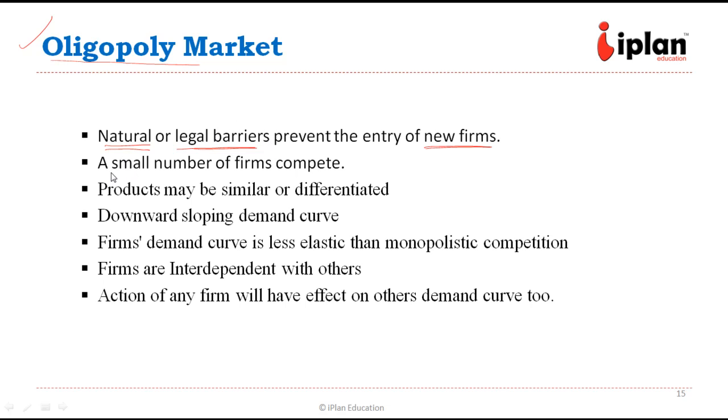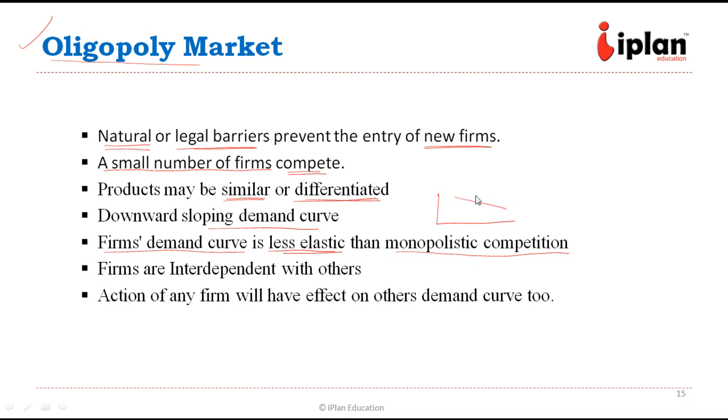There are a very small number of companies who are competing. The product may be similar or differentiated a bit. The demand curve is again downward sloping, as we know. The firm's demand curve is less elastic than in monopolistic competition.